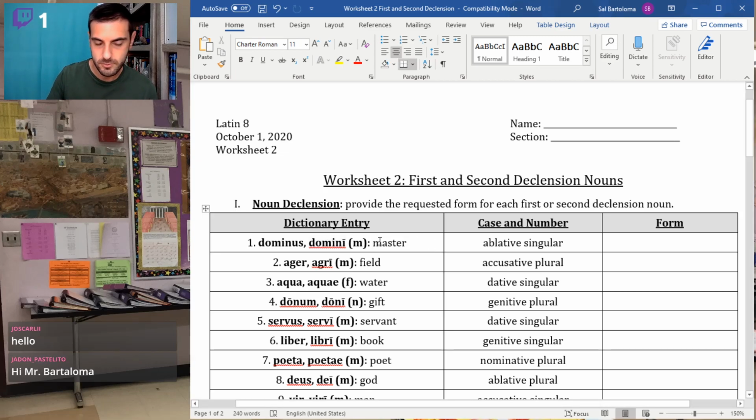Okay. So domini is a second declension noun. I know that because of the letter I here at the end.